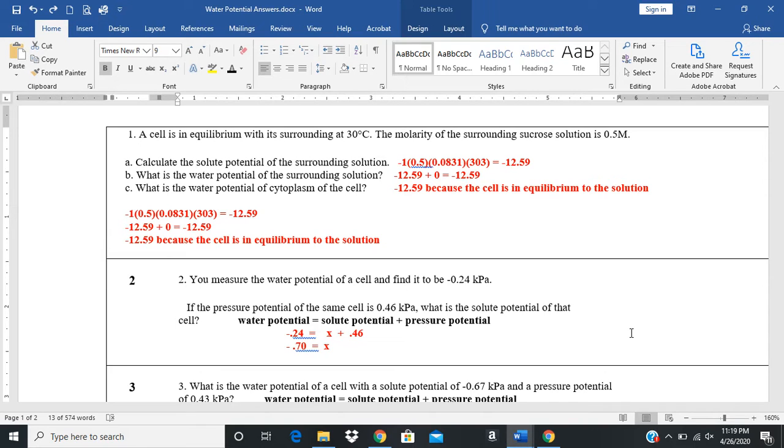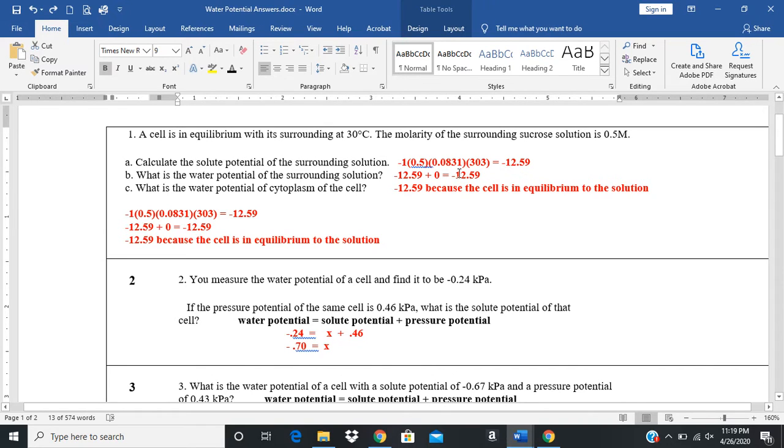Negative i, right? So sucrose has an ionization constant of 1. C is your concentration, which they gave us here, 0.5 molar. R is our 0.0831 pressure constant. And then our temperature is 273 plus 30 degrees, so that's 303 kelvin. That gives us a negative 12.59 solute potential.